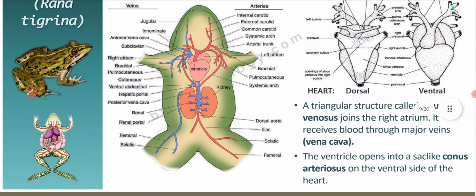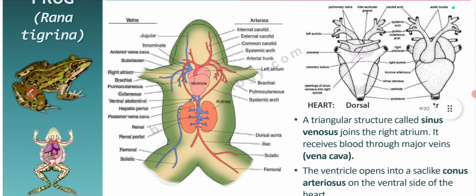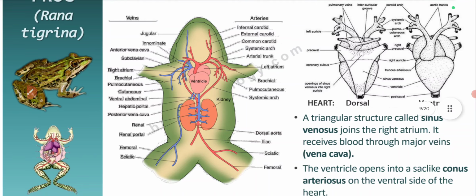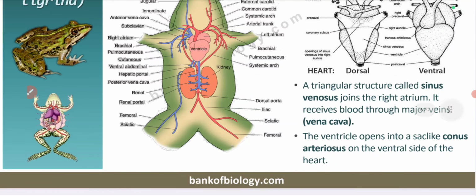Next, a triangular structure called sinus venosus joins the right atrium. It receives blood through the major veins, that is called vena cava. Same, the ventricle opens into sac-like conus arteriosus on the ventral side of the heart.